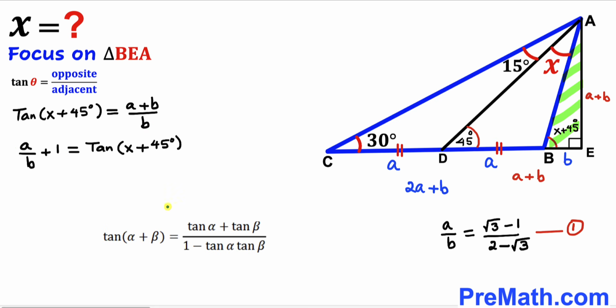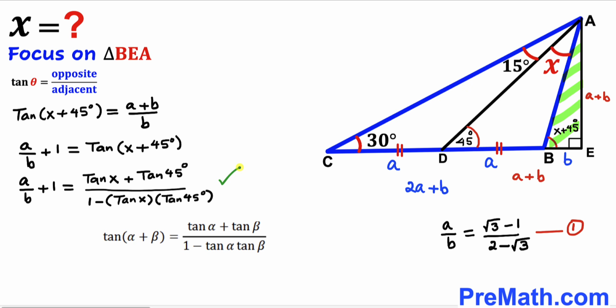And now let's recall another trigonometric identity. Tangent of (alpha plus beta) could be written as (tangent of alpha plus tangent of beta) divided by (1 minus tangent of alpha times tangent of beta). And we are going to apply this identity on this right hand side, where this x is our alpha and this 45 degrees is our beta, as you can see in this next step.